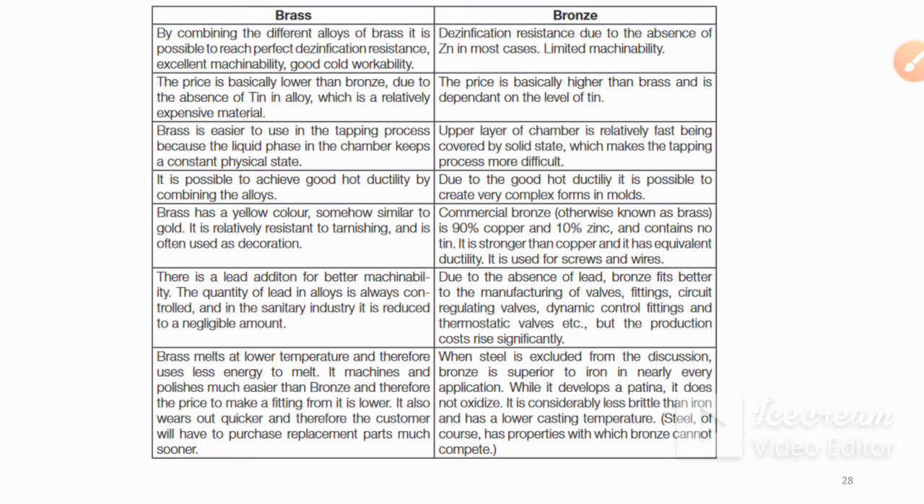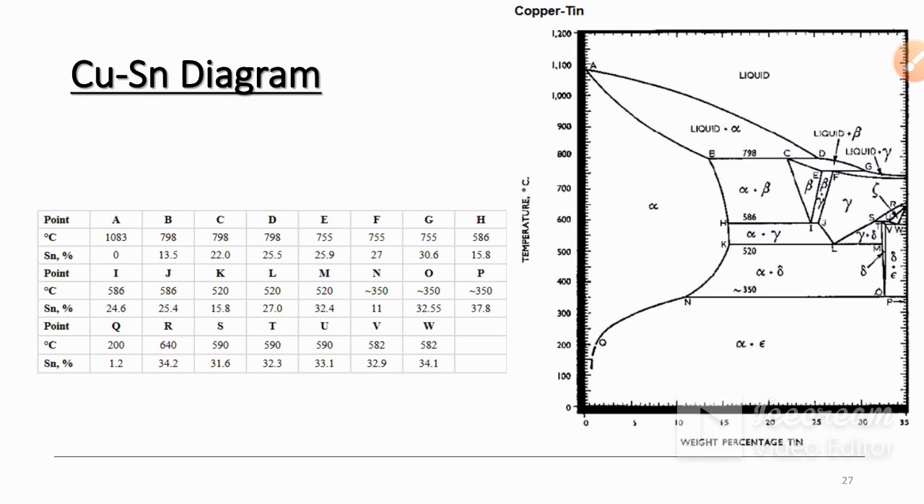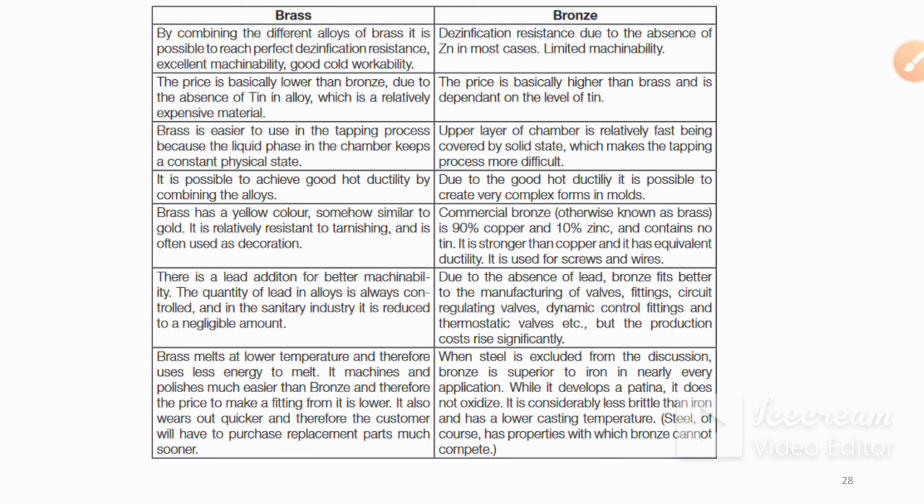When steel is excluded from the discussion, bronze is superior to iron in nearly every application. While it develops a patina, it does not oxidize, and it is considerably less brittle than iron and has a lower casting temperature. Steel, of course, has properties with which bronze cannot compete.